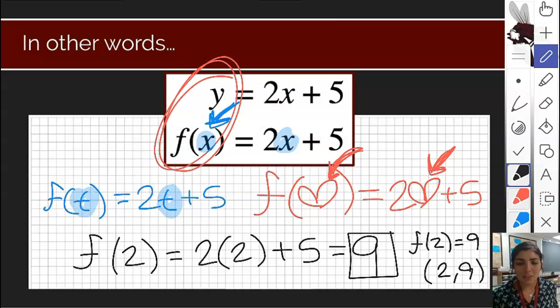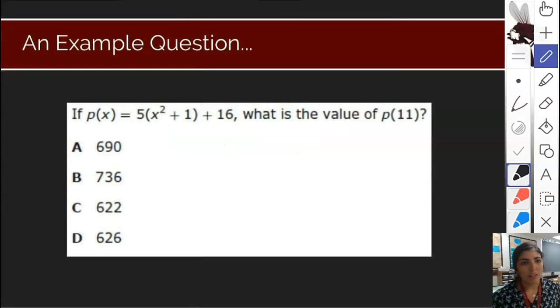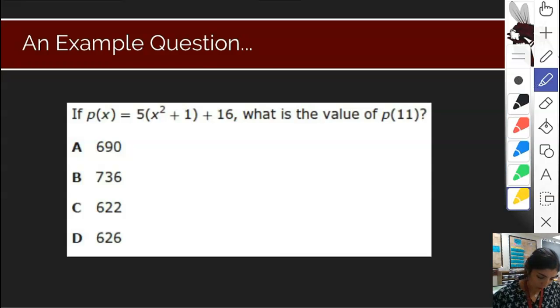So right away, function notation tells us a ton of information about different functions. So we'll jump right to the practice problem here. If we're given this equation, and yes, it's a more complicated example because this does go through every unit we use. Okay, this is actually a quadratic example. It says p of x is equal to 5 times (x squared plus 1) plus 16. What is the value of p of 11?